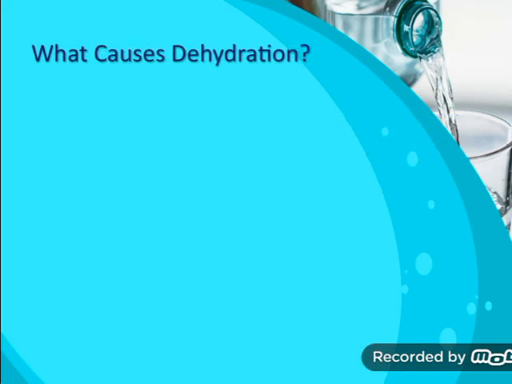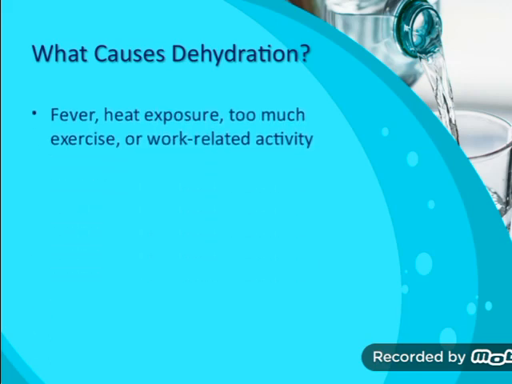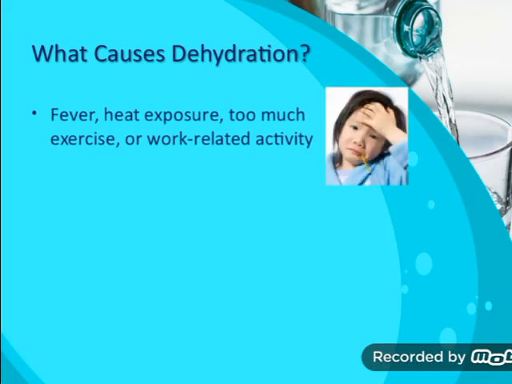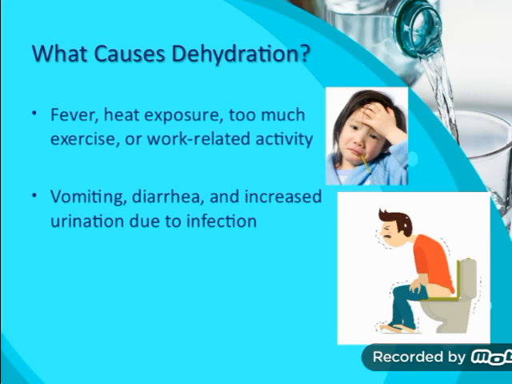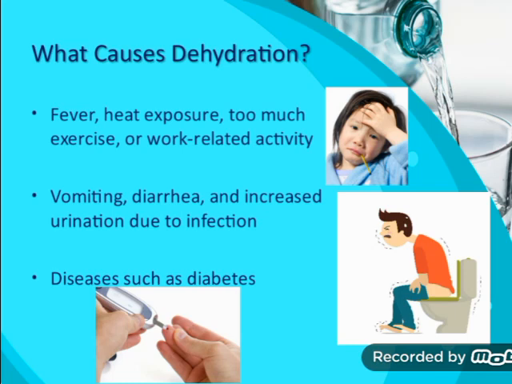Many conditions may cause rapid and continued fluid losses and lead to dehydration, such as fever, heat exposure, too much exercise or work-related activity, vomiting, diarrhea, and increased urination due to infection, diseases such as diabetes. Patients with diabetes mellitus show a definite polyuria, which is a condition in which the amount of urine excreted is much greater than normal, because glucose is a diuretic or tends to increase the excretion of urine. Excessive water loss during diabetes mellitus can lead to dehydration.